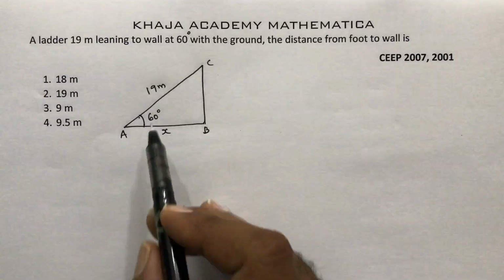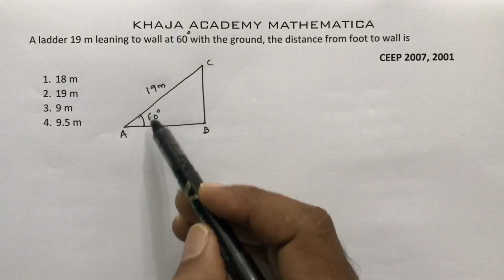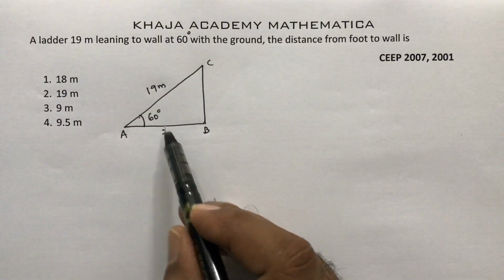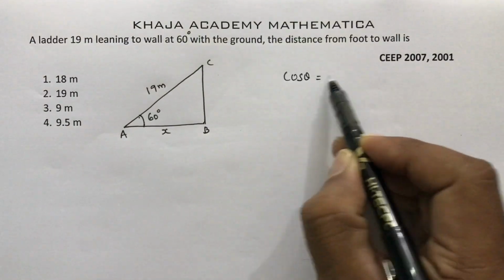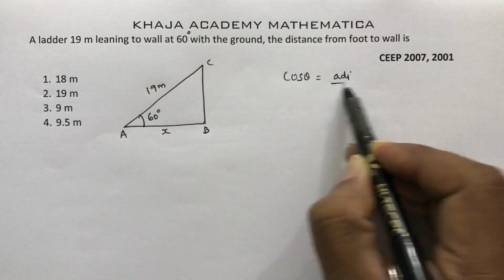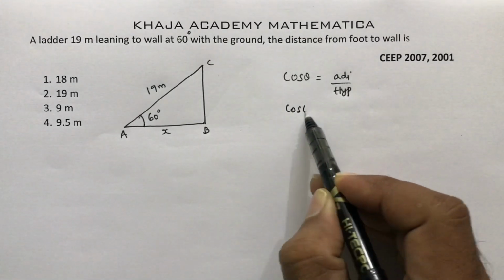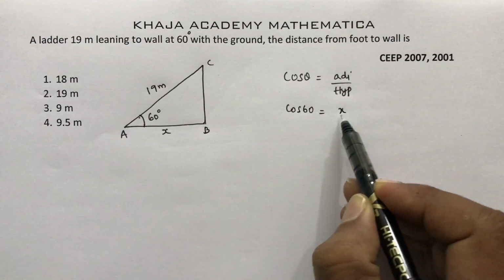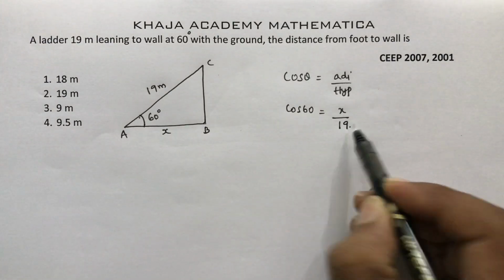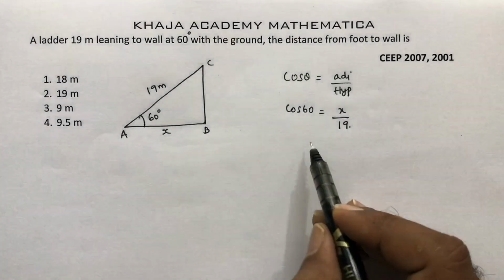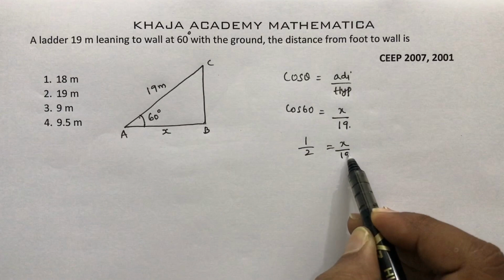So here angle theta is here. This AB is adjacent and AC is hypotenuse. Theta, adjacent, hypotenuse. So I can use the cos theta ratio, because cos theta is adjacent by hypotenuse. Cos 60 degrees, adjacent is x and hypotenuse is 19. So cos 60 is 1 by 2. 1 by 2 is x by 19.